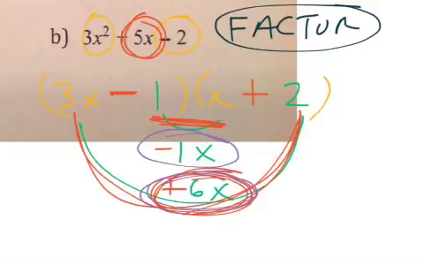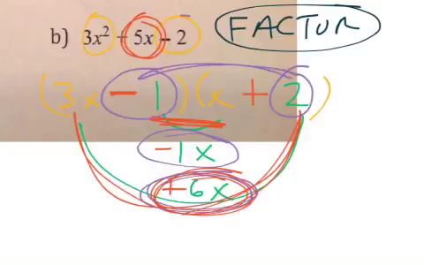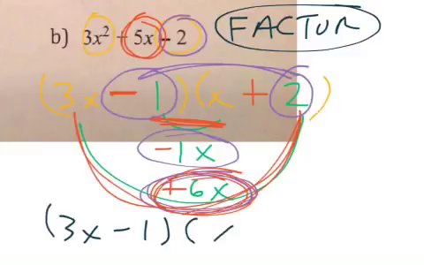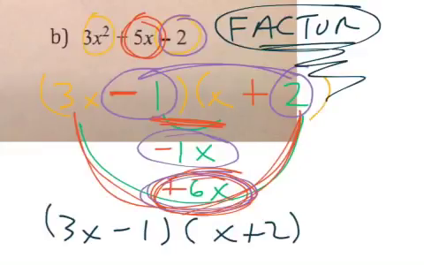Okay, and finally, do you guys agree the negative 1, when it times with the positive 2, will give me negative 2? So long story short, 3x minus 1 times x plus 2 is the factored form for that given quadratic expression. So here's where you pause the video, guys, take notes, and make sure you understand.